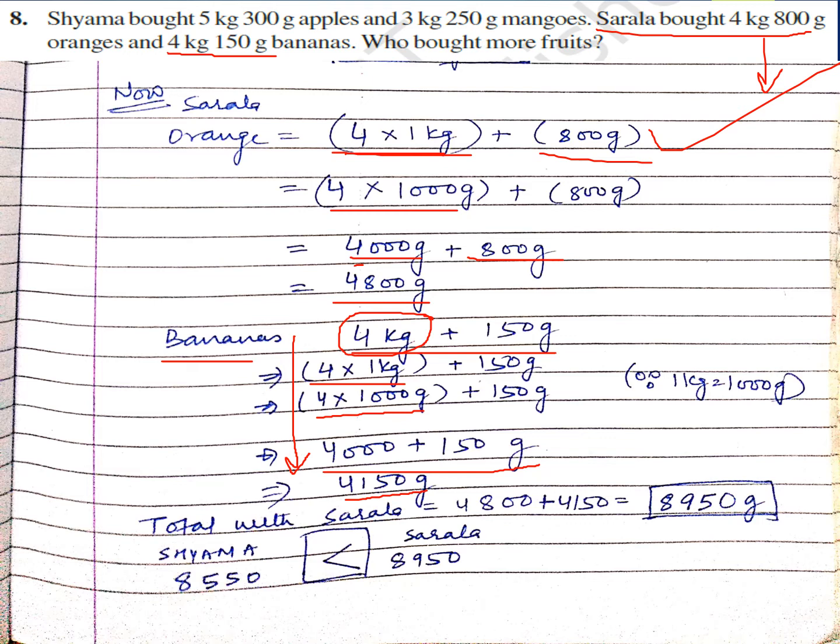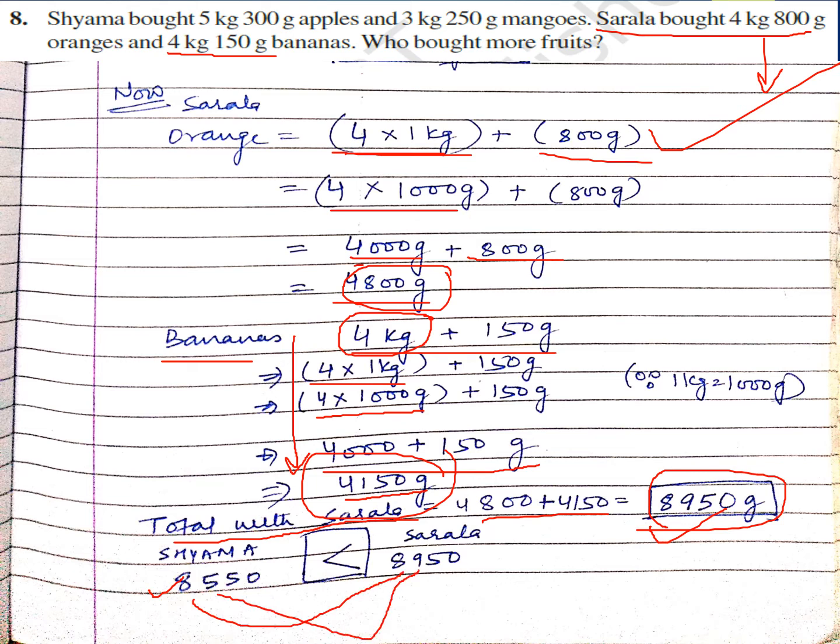Okay. Now, the total with Sarla is how much? 4800 grams plus 4150. If you add these two, you will get 8950 grams. You can check on your own. So 8950 for Sarla, 8550 for Shama. Who bought more? Obviously, compare the most significant digits, then the second most significant. Sarla has more, so Sarla bought more fruits. The question is very easy. If the question asks how much more she bought, very simple. Just subtract these two and you'll get the answer.